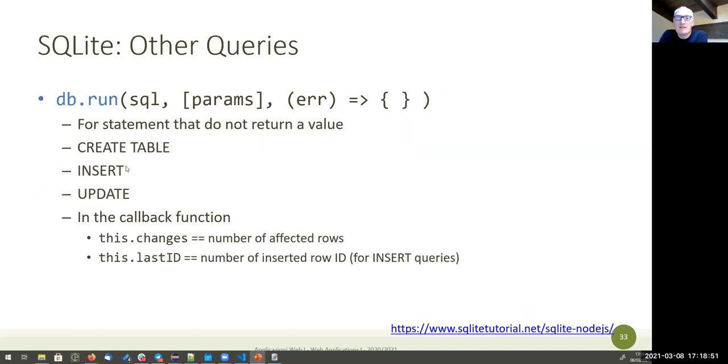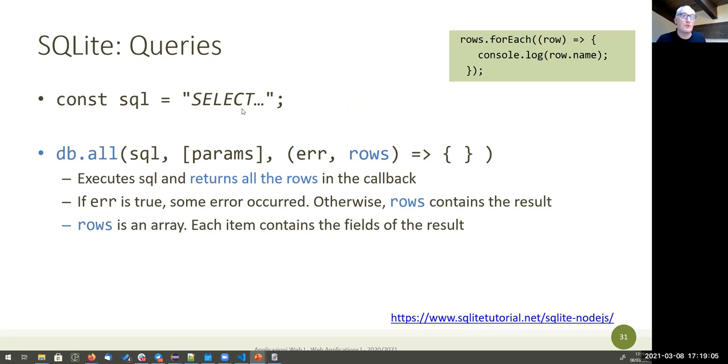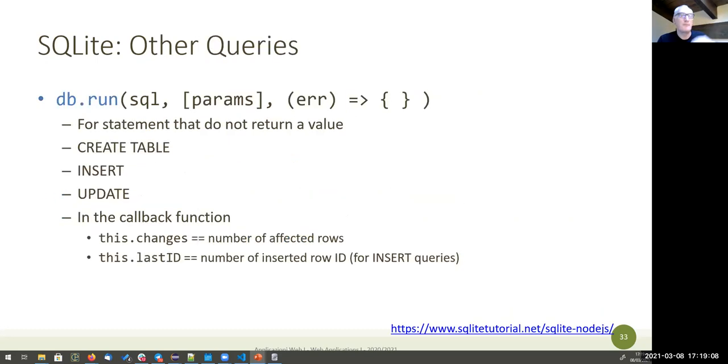Okay. And then there's a run method for executing other kinds of queries that don't return a result. All these three, all, each, and get, assume that you are making a select, and so you have a table of results to return. Any other type of query, for example, an insert or an update, doesn't return some data, some results, and so it should be called with run, and you see that the callback is only used for error handling, and so there's no way of getting some data because you are inserting or updating or creating something.